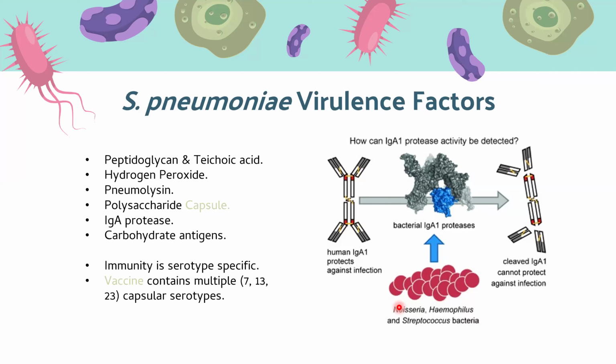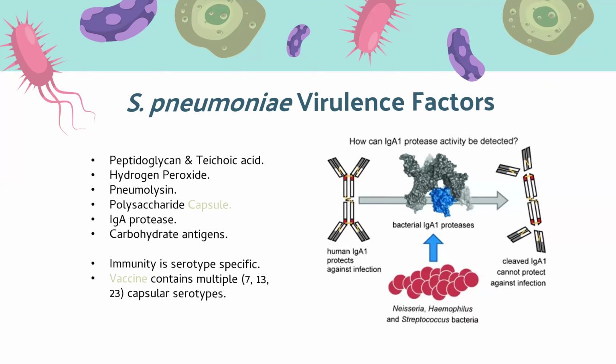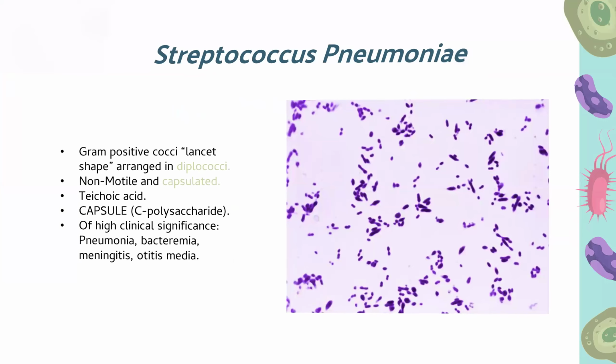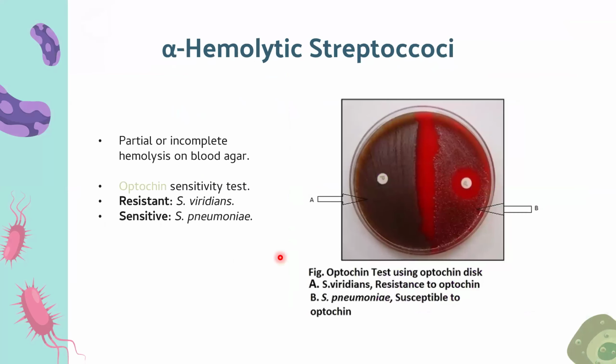Luckily, though, we actually have a vaccine against strep pneumo, which is the pneumococcal conjugate vaccine, and that contains serotypes 7, 13, and 24. Is that clear? Do you have any questions? Strep viridans, you don't need to know any details about it, just the fact that it is alpha hemolytic and the fact that it is resistant to optochin. That's all you really need to know.